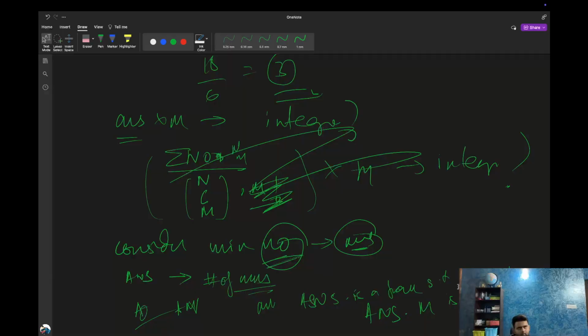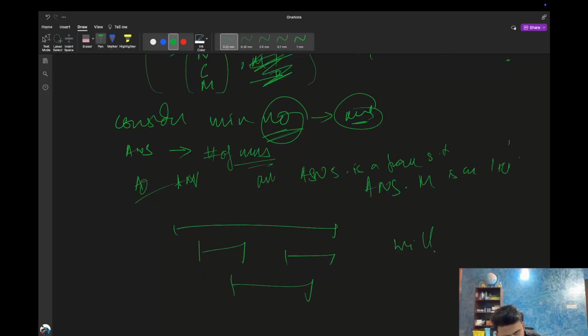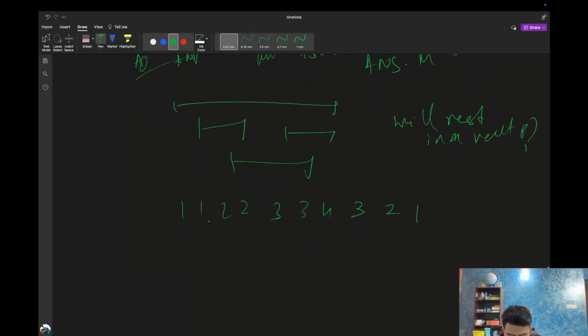Can I say that this plus this plus this plus this will result in a valid path? So let's say you have 1 1 2 2 3 3 4 3 2 1, right?